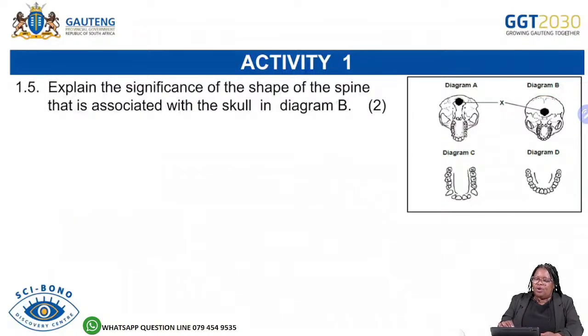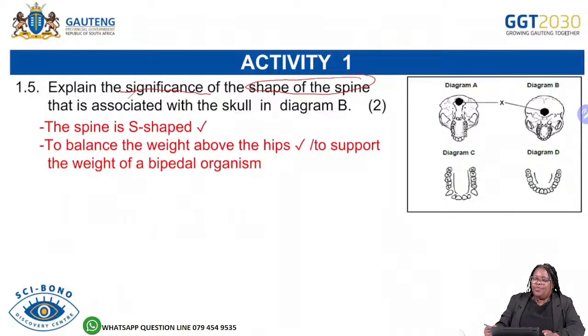Now, explain the significance of the shape of the spine, the importance. You are going to talk about the shape of the spine that is associated with the skull in diagram B, okay? The shape, remember we've said, is S-shaped, and why S-shaped is to balance the weight above the hips. Why do we have the S-shaped spine? The spine helps us in the balancing. You are sitting down now, or you are standing up, you are being assisted by what? By the spine. So the spine is S-shaped to balance the weight above your hips, right? To support the weight of a bipedal organism, right?